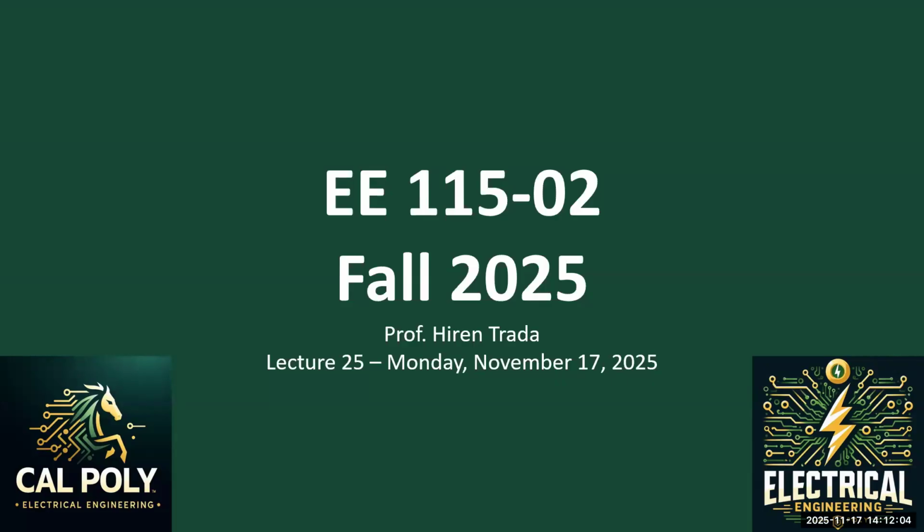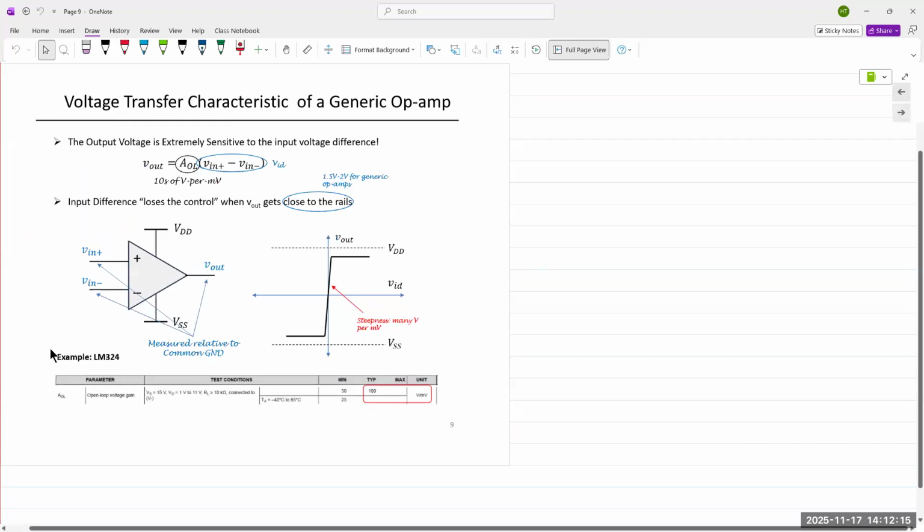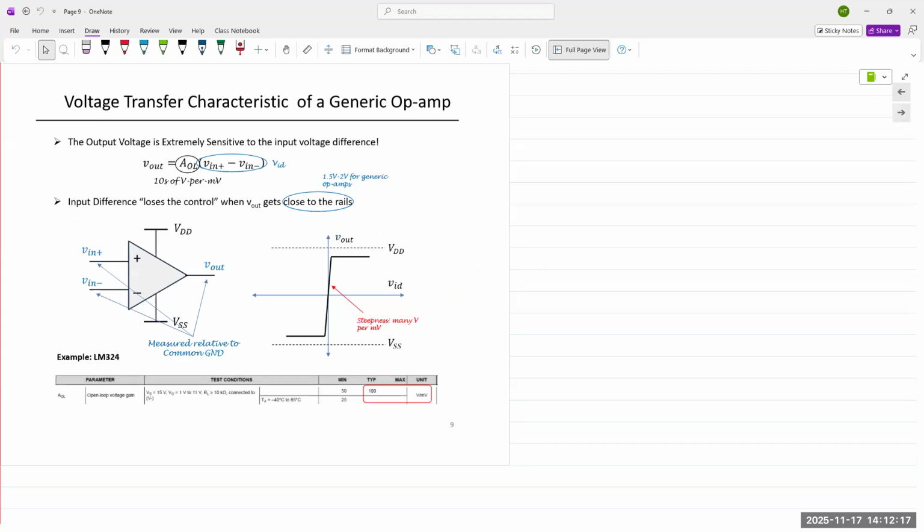So let's go to the class notebook. And this is where we stopped. So let's pick up here. Voltage transfer characteristic of a generic op amp. Okay.